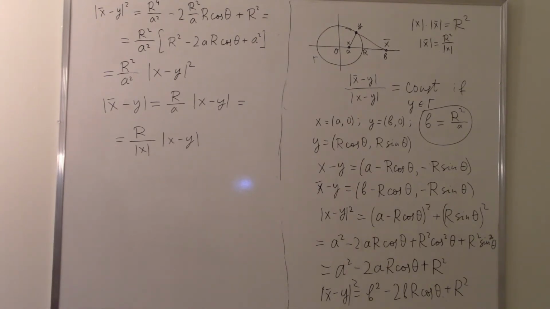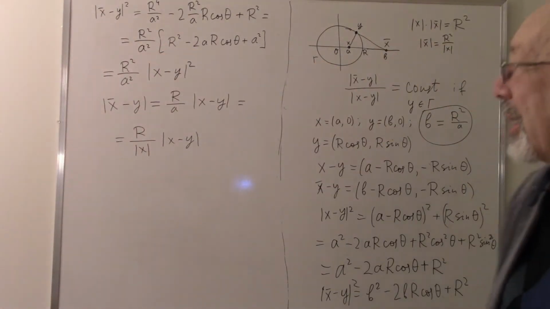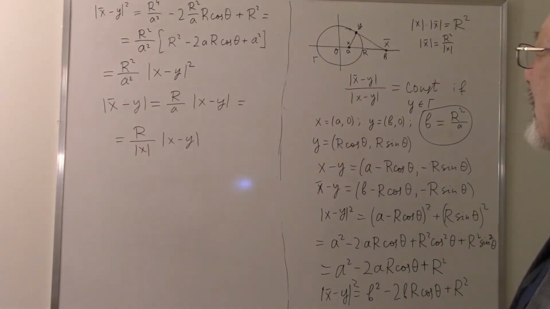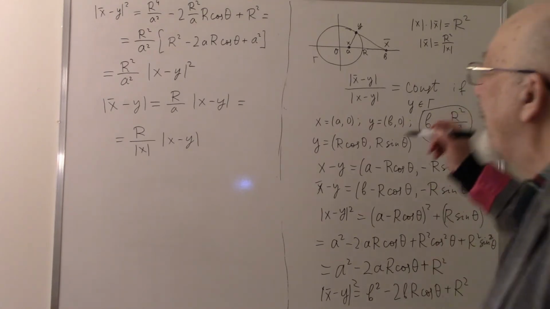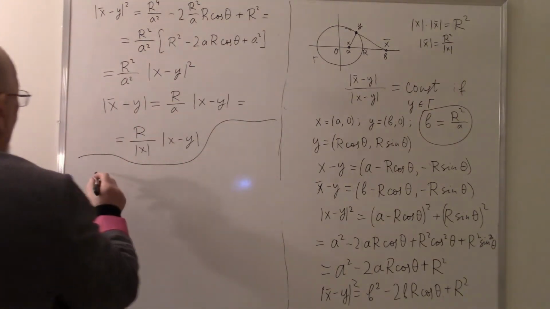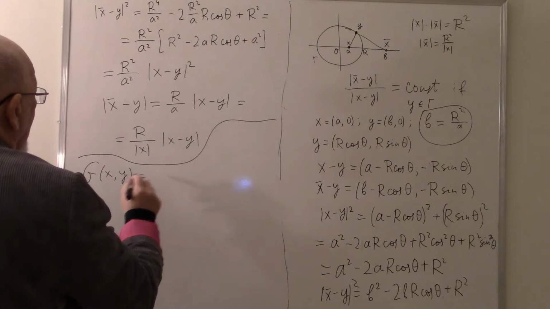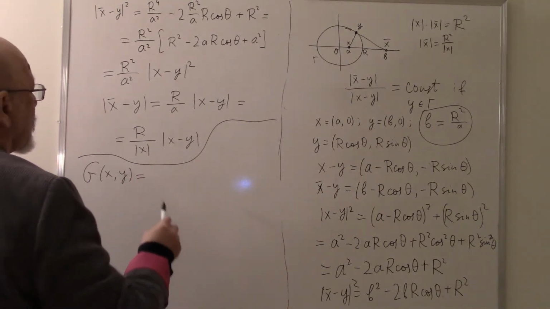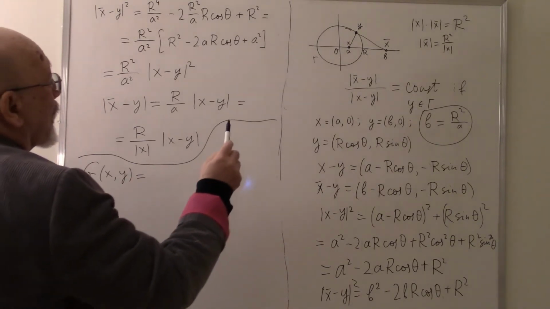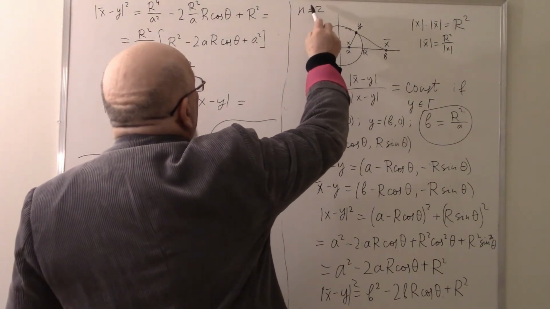So we have this, now we have it. And now we can see that if you take the function g of x, y, in case n equals 2, let us work in this.